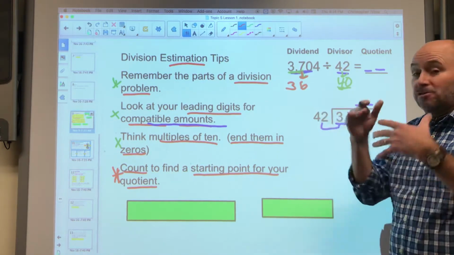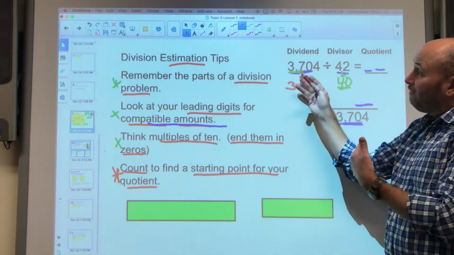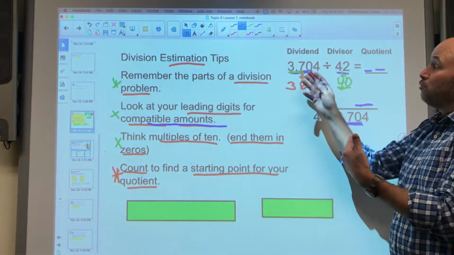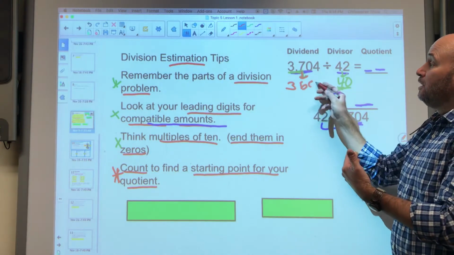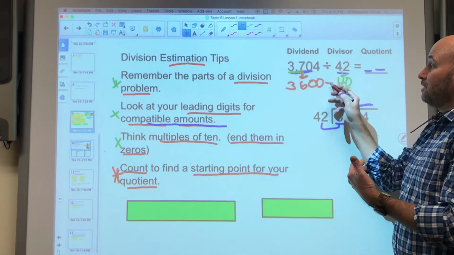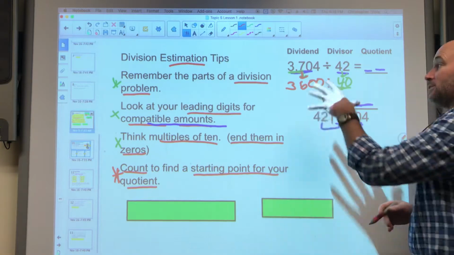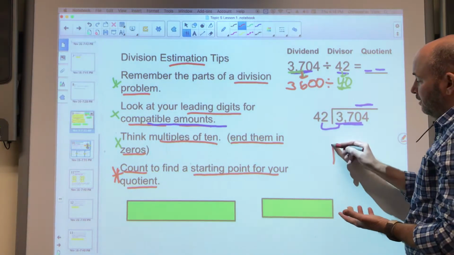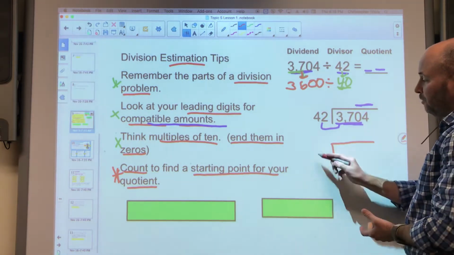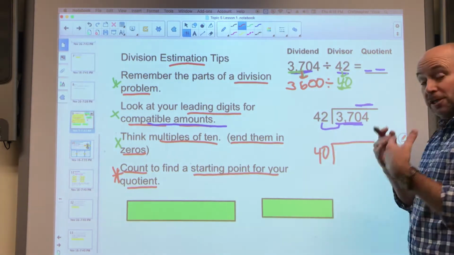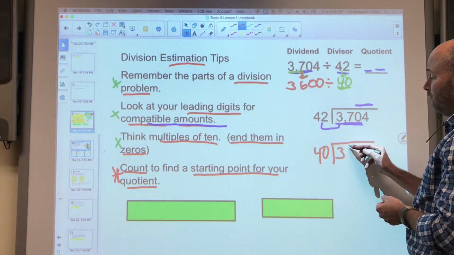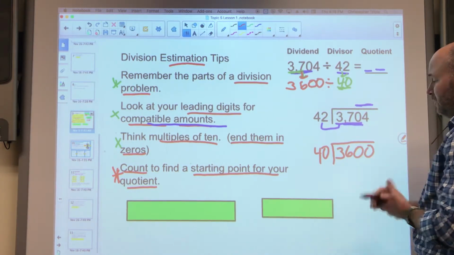So we're going to round 37 down. And actually, we're going to round the whole amount of 3,704 down to 3,600. And that's how we will set up for our estimation. So if we were doing it down here in a more traditional algorithm, we would round 42 to 40. We would round 3,704 to 3,600.